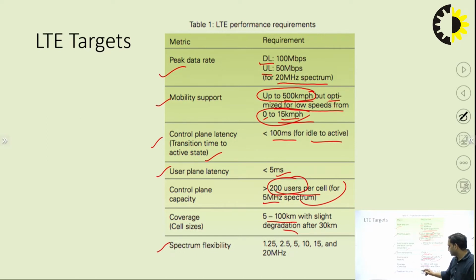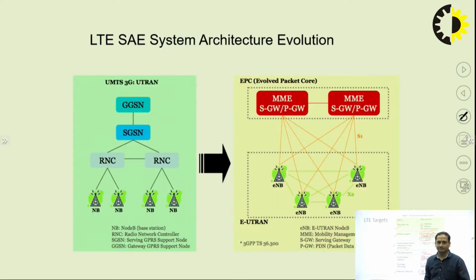So in that, the first is 1.25, then 2.5, 5, 10, 15 and 20 megahertz. This is one of the unique features in the LTE system, where the spectrum can be used in a scalable manner. So these all are the targets for the LTE system. When we design any network in LTE, we have to think about these theoretical values we expect, so that after practical deployment we must get all these things.